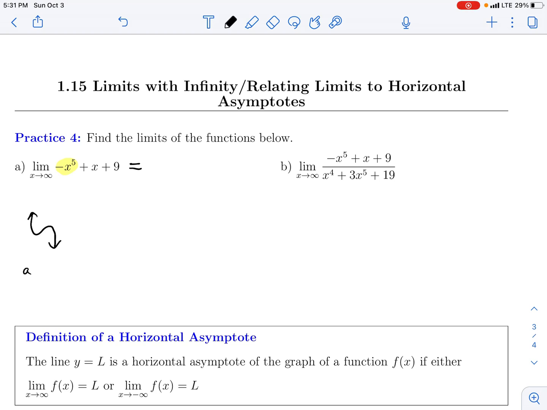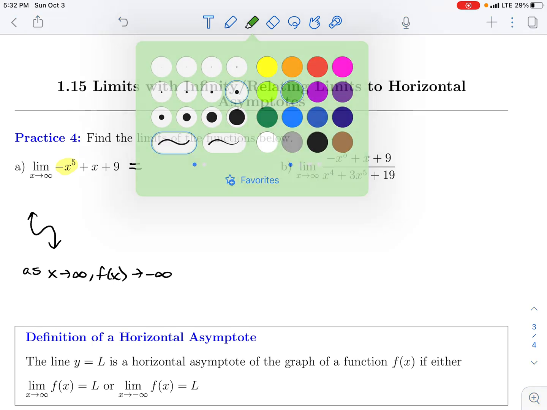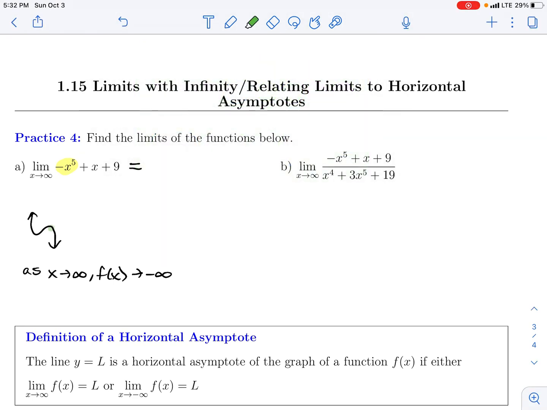So, as x approaches infinity, I know that f of x is approaching negative infinity, because I'm looking to the right of my graph, right? And I can see to the right of my graph that the function is pointed downward. And so that means that this limit is just going to be equal to negative infinity.